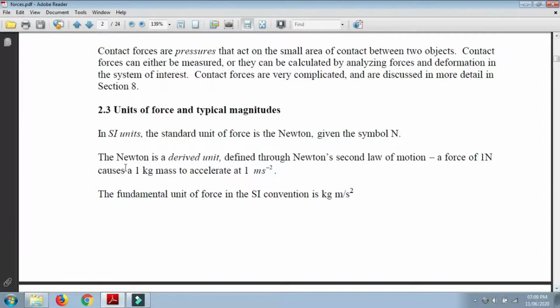Unit of force: the SI unit of force is the Newton, and the Newton is a derived unit. It is basically the force needed for a 1 kg mass to accelerate at 1 meter per second square. Its fundamental SI unit is kg meters per second square. kg stands for the unit of mass, and meters per second square is the unit of acceleration.